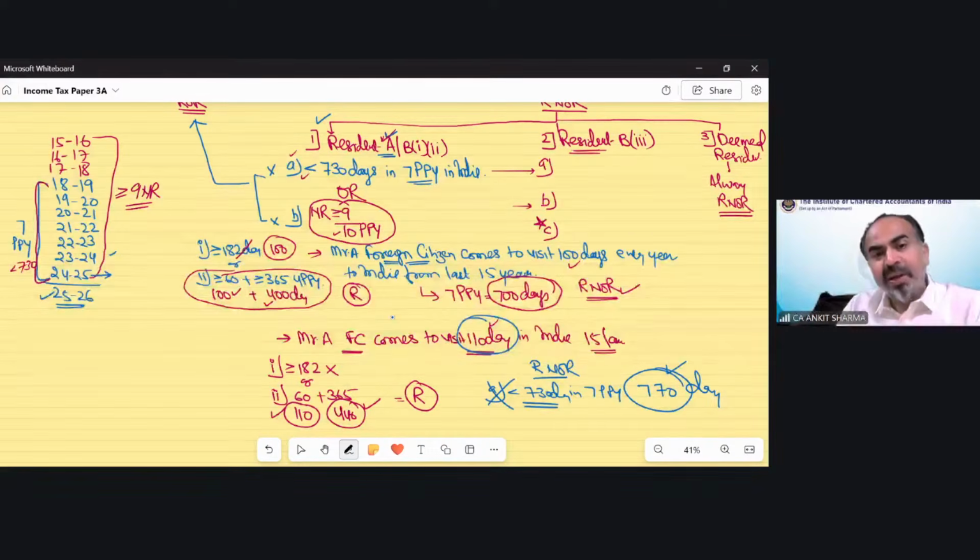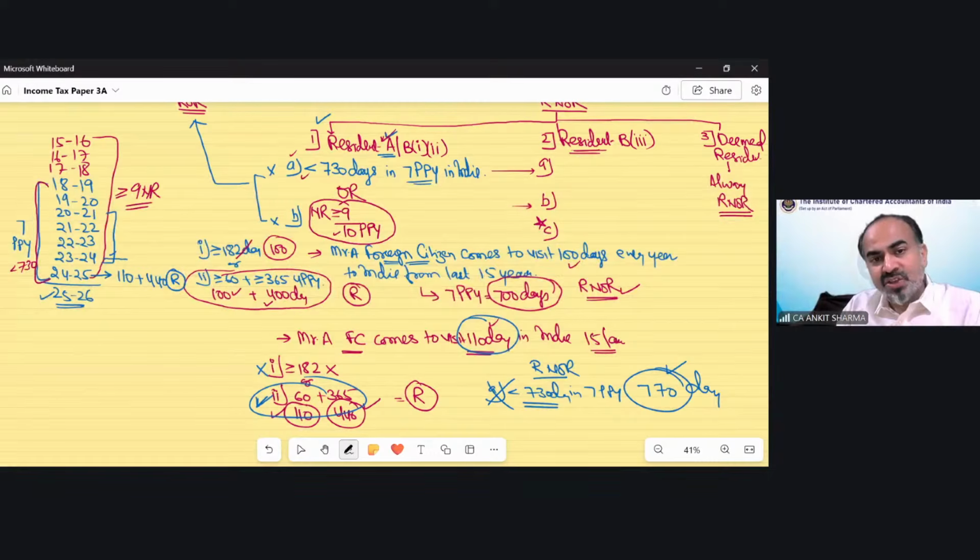Let's see. In 24-25, if you apply the same conditions on Mr. A, we will see whether he is a resident or not in 24-25. In 24-25 again, he will not satisfy the condition of 182 days because he is in India for 110 days. But he must have fulfilled the other condition: in 24-25 he would have been in India for 110 days, and in the last 4 preceding previous years from 24-25, for 440 days. So what will he become in 24-25? Resident. So out of 10, he becomes resident in 24-25.